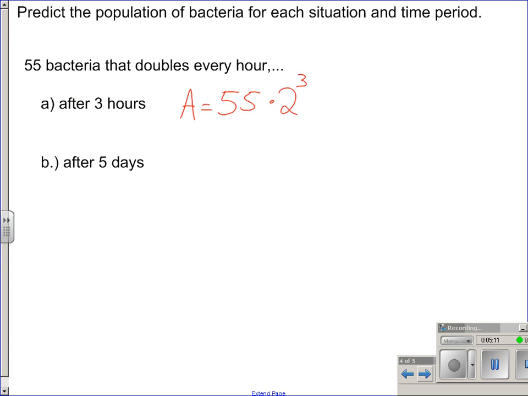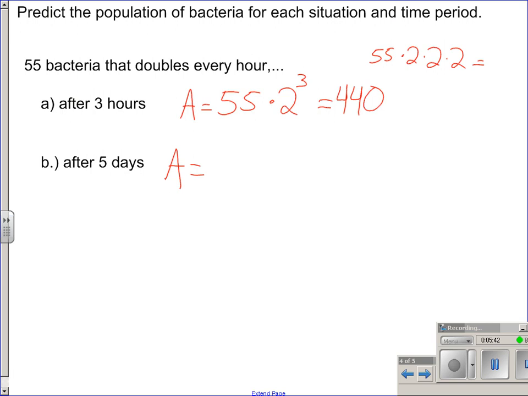All right, if you think about this, we start at 55. After 1 hour, double it. After another hour, double it. So we multiply by 2 again. After the third hour, double it. There's our answer. So 55 times 2 to the third power, we get 440 bacteria, whatever it is.